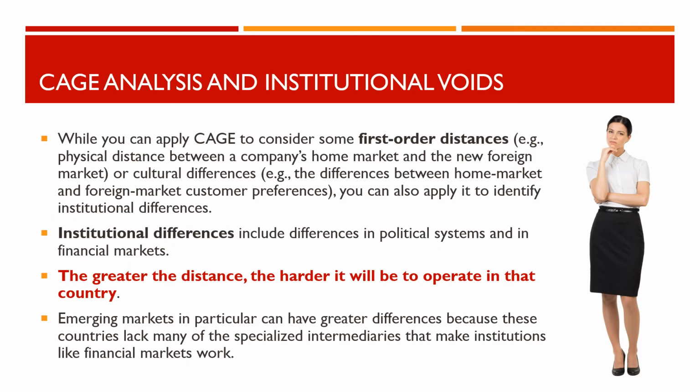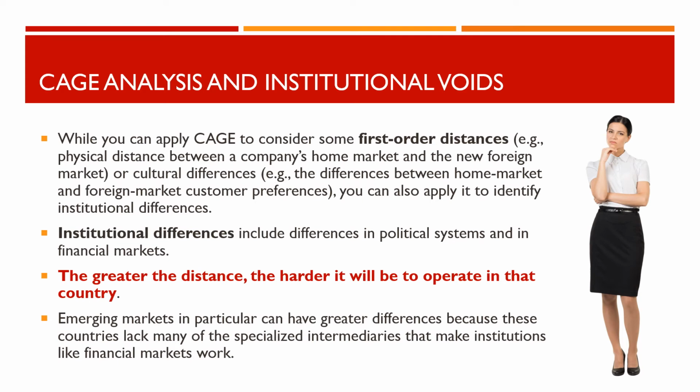While you can apply CAGE to consider some first-order distances, for example, physical distance between a company's home market and the new foreign market, or cultural differences, for example, the differences between home market and foreign market customer preferences, you can also apply it to identify institutional differences. Institutional differences include differences in political systems and in financial markets. The greater the distance, the harder it will be to operate in that country.